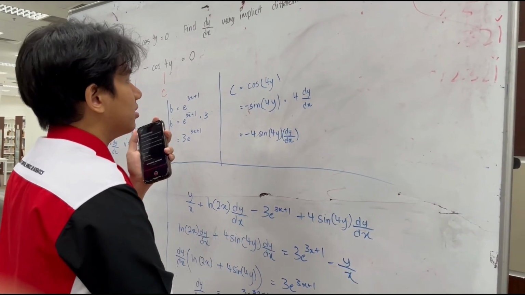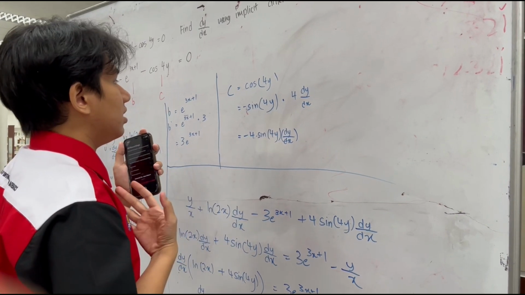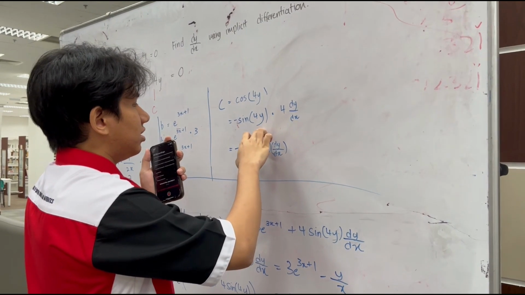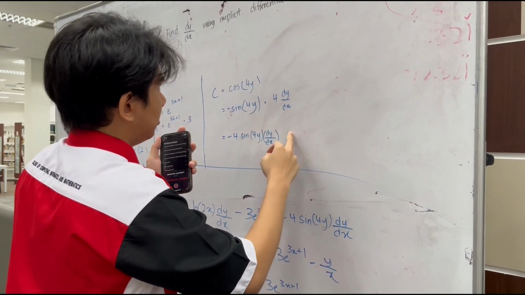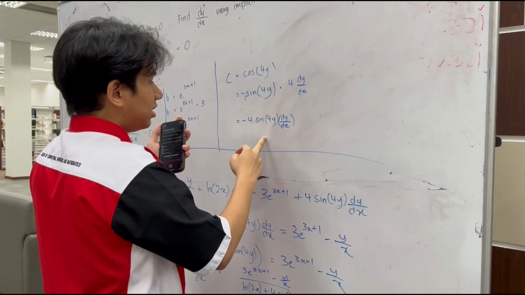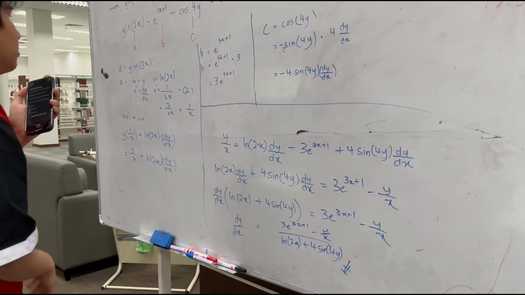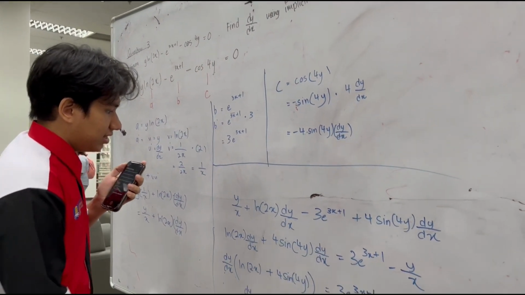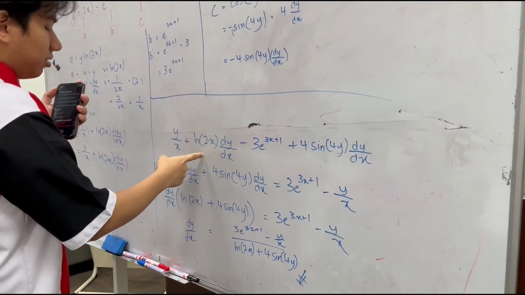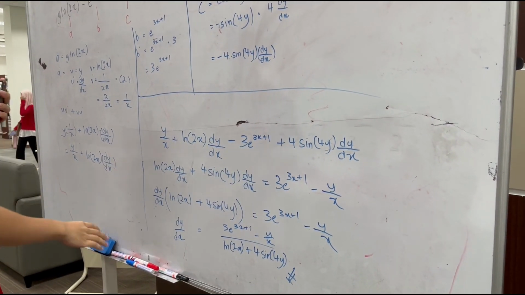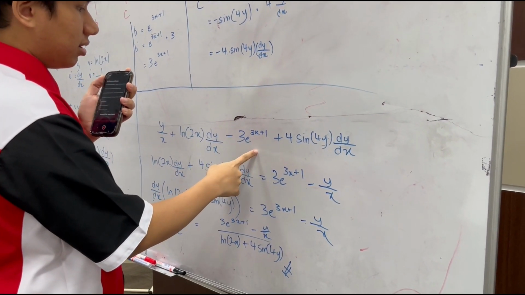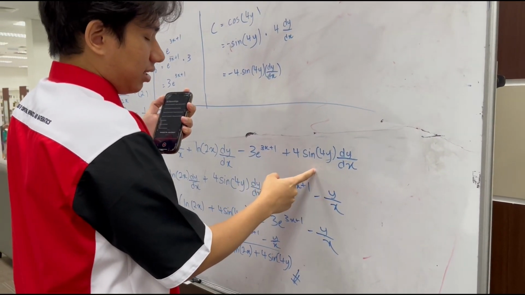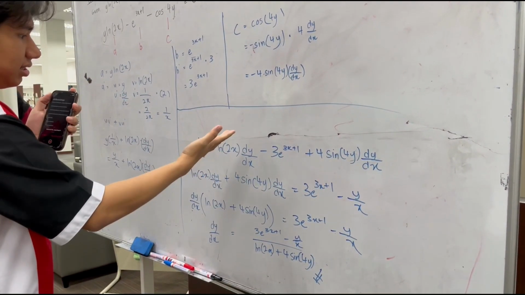For C, it's cos 4y. When we differentiate the cos, it becomes a negative sine, and we also have to differentiate the inside, so it becomes 4 dy/dx, and when put together it becomes negative 4 sin 4y dy/dx. At the bottom here we put them back as they were. So it's y over x plus ln 2x dy/dx, which is the A that we got earlier, minus 3e to the power of 3x plus 1, which is the B we got over here, and then plus 4 sin 4y dy/dx, which is the C.